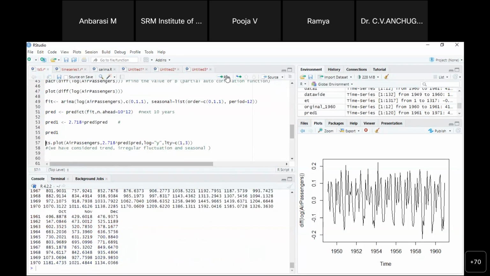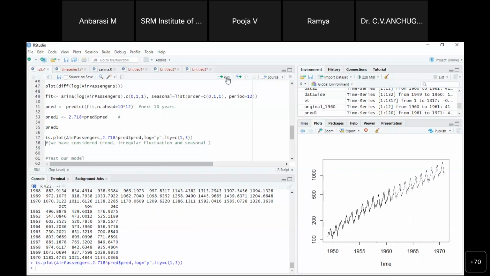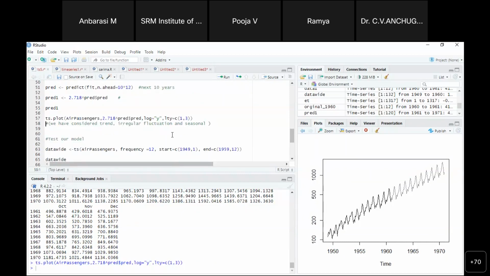So this is how we are going to predict the value. See, the next 10 years, what could be the output. This is how it is going to be predicted, starting from 1960 till 1970, this is how the values will be. Okay, so in this way we can calculate the future prediction based on the past records.